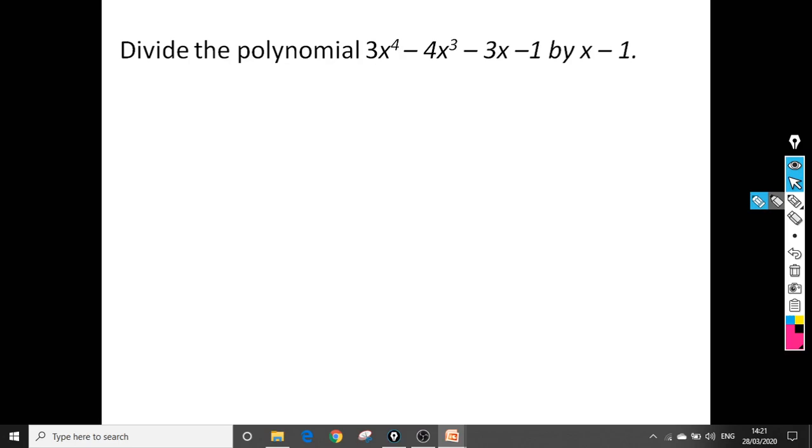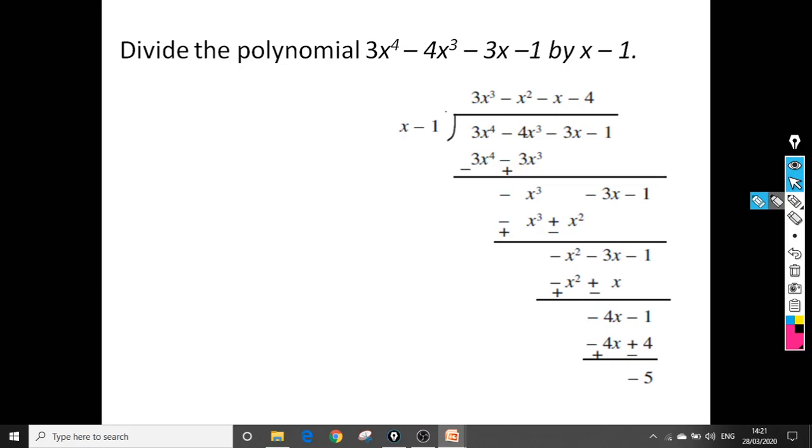We are dividing this polynomial by x minus 1. Here we are following the process of long division for dividing a polynomial. When we divide the polynomial 3x⁴ minus 4x³ minus 3x minus 1 by x minus 1, we get certain values. This value, minus 5, represents the remainder, and this value, 3x³ minus x² minus x minus 4, represents the quotient. And you already know x minus 1 is the divisor and this term is the dividend. So by performing the long division process, we are finding a remainder of minus 5.